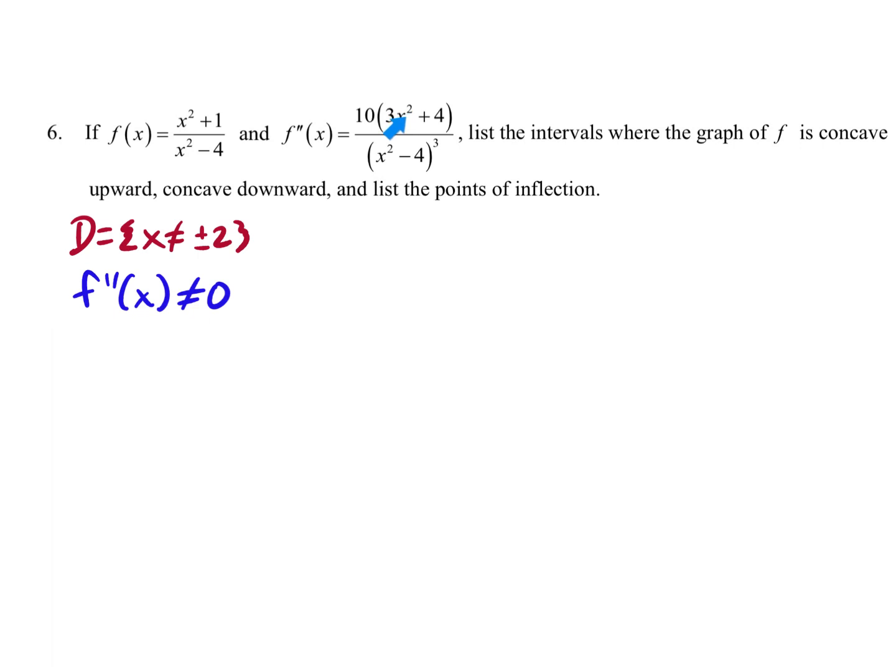Because of this x squared, it doesn't matter what value you put in, this whole top can never be 0, since 10 times some positive number is not going to be 0. So what does this mean? What does this information tell us?